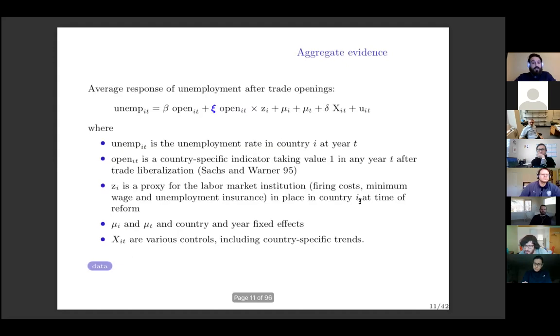Alessandro? Yes. In your sample, are there countries who had conditional liberalizations, from the IMF kind of things, where you're in a crisis and that leads you to then do a liberalization, like in India, that would be confounding your finding of unemployment rising? So there could be countries like the one you're mentioning.